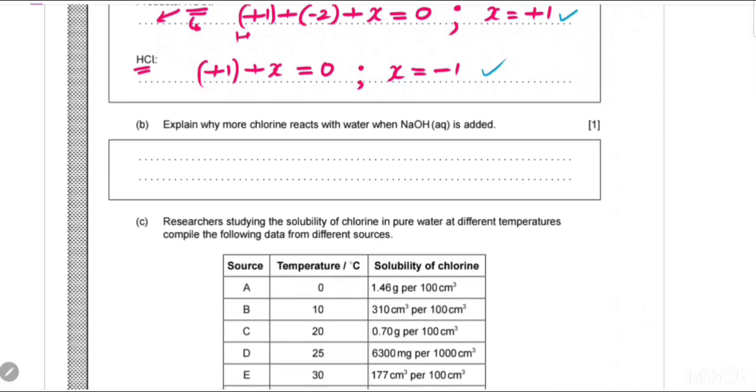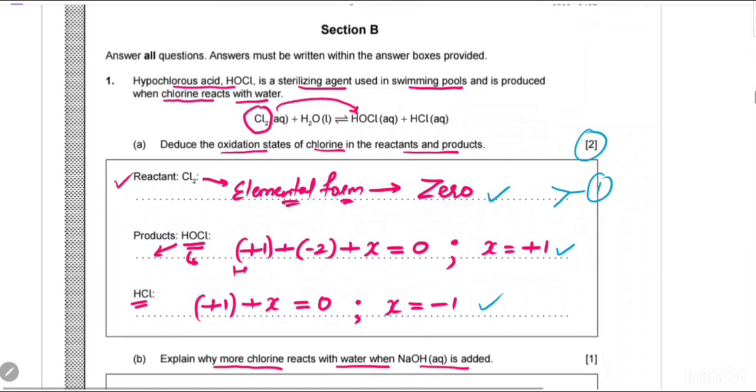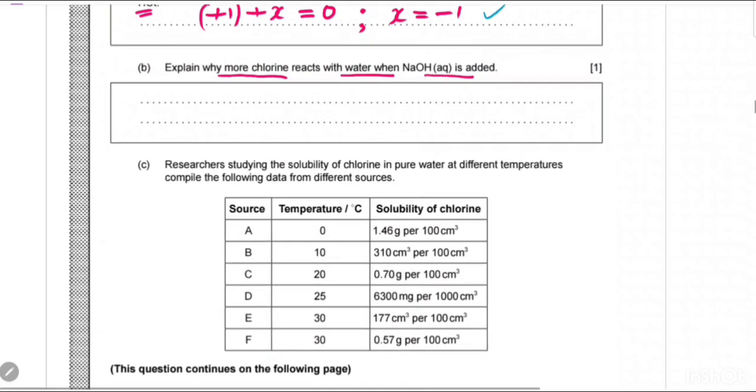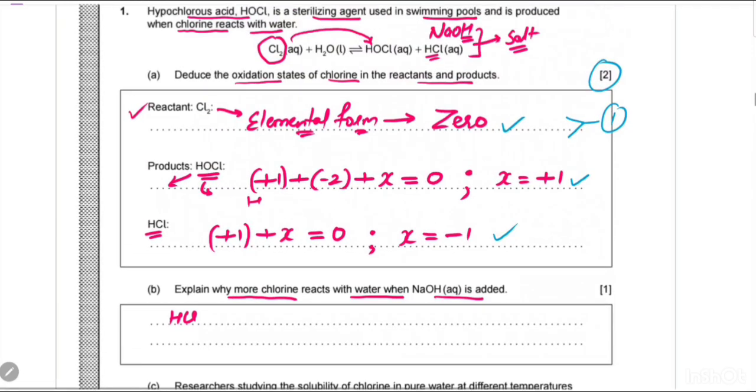Now the next question is: explain why more chlorine reacts with water when NaOH is added. When we are adding NaOH, more and more chlorine is reacting. If we move back to the question, we can see HCl is a product, and when I am adding NaOH, HCl and NaOH will react with each other to form salt and water. Due to the formation of salt, HCl has been removed, and when HCl is removed or used up, as per Le Chatelier's principle, the reaction should move in the forward direction, and more chlorine should react or dissolve with water.